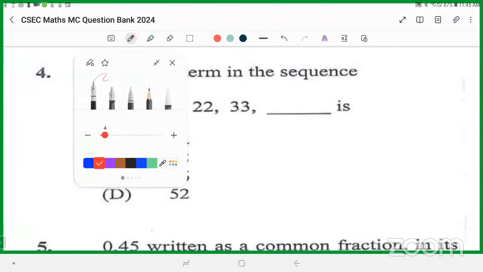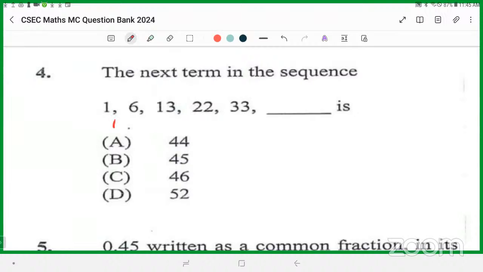That's what it's all about. So here's a +5 to go from this to this. Then here's a +7 to go from this to this. So you see, I added 2 more. Then here's a +9 to go from this to this.